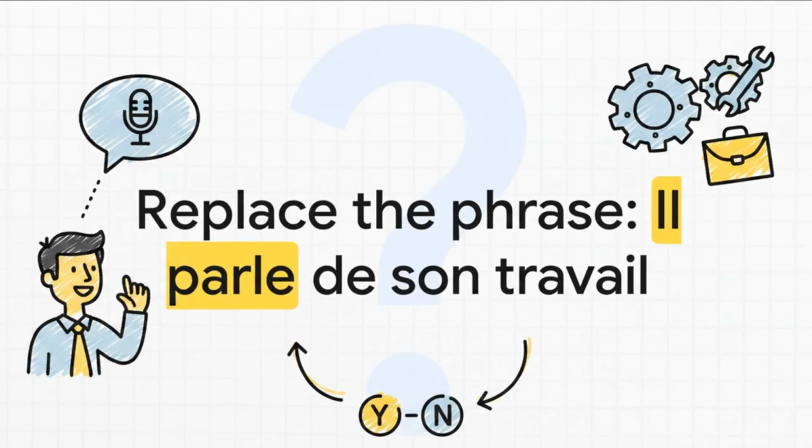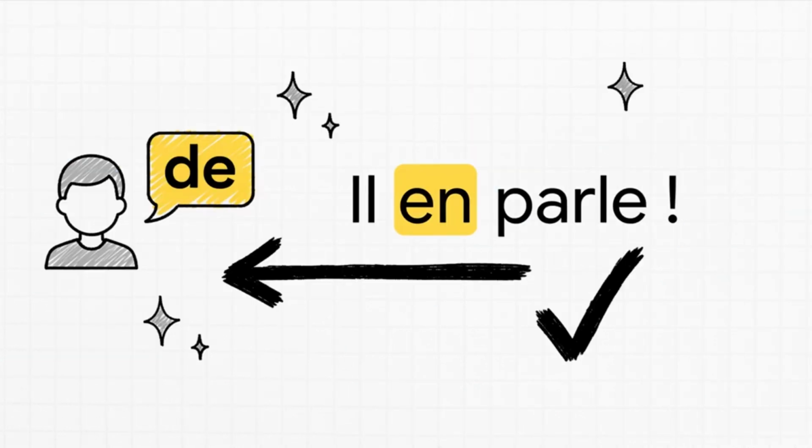Okay, how about this one? Il parle de son travail. He's talking about his work. How do we simplify that? Look for the clue in the sentence. And of course, it's il en parle. He's talking about it. The dead giveaway was parler de. As soon as you see that de, you know it's got to be en.